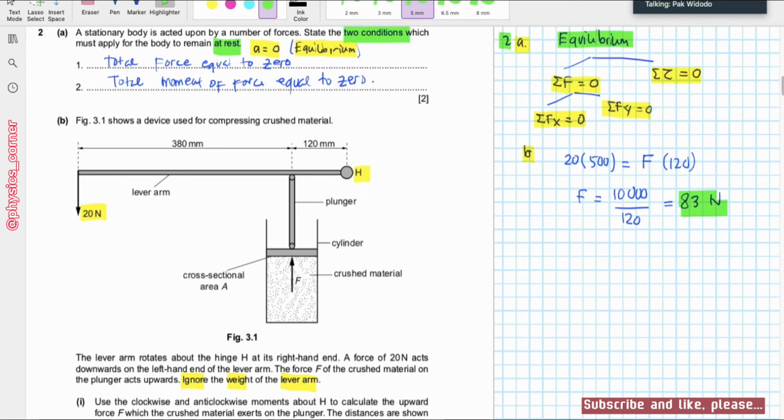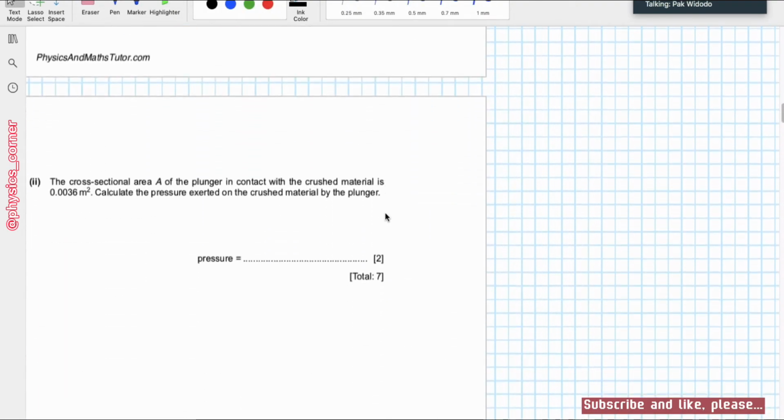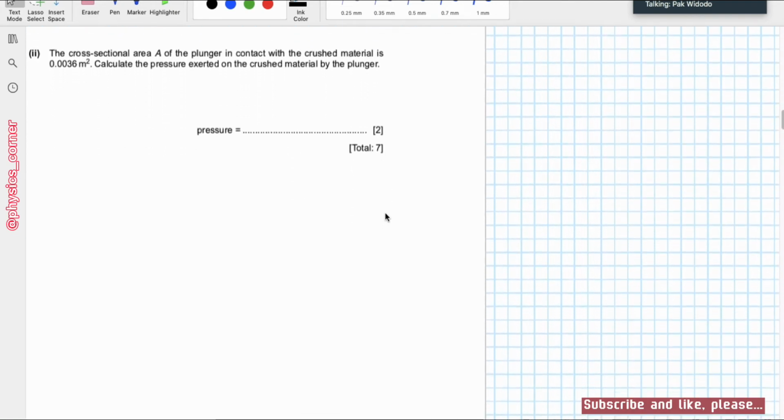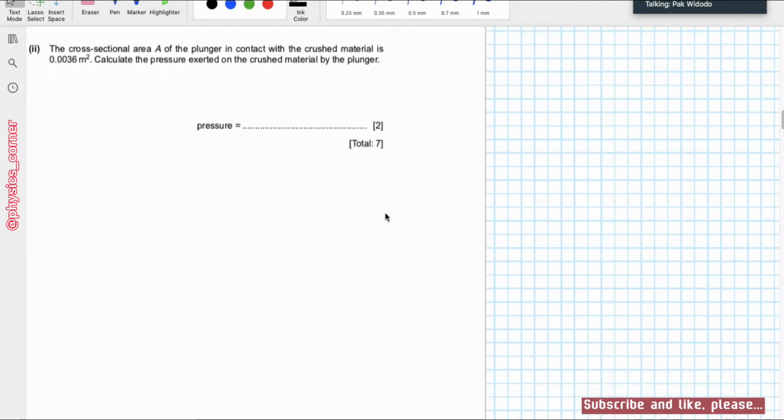Okay, that's it. The next question. The cross-sectional area A of the plunger in contact with the crushed material is 0.0036 square meter. Calculate the pressure exerted on the crushed material by the plunger. Pressure is, sorry, pressure is force over A.